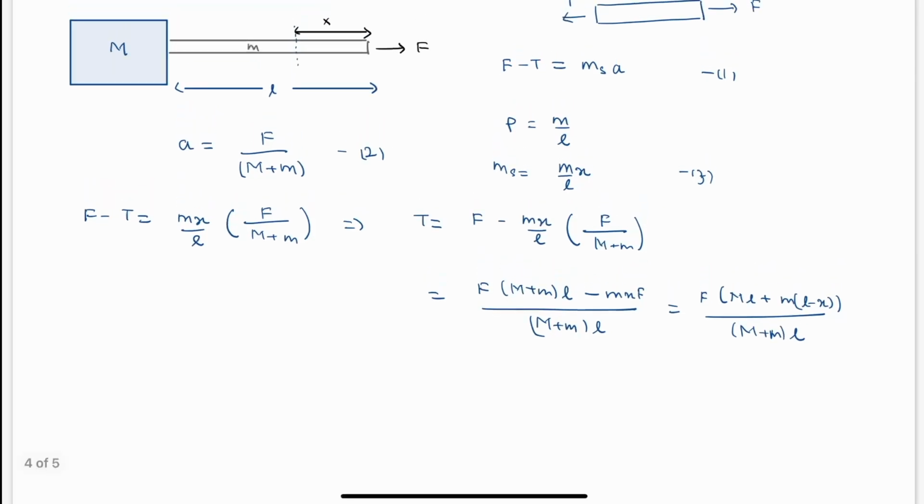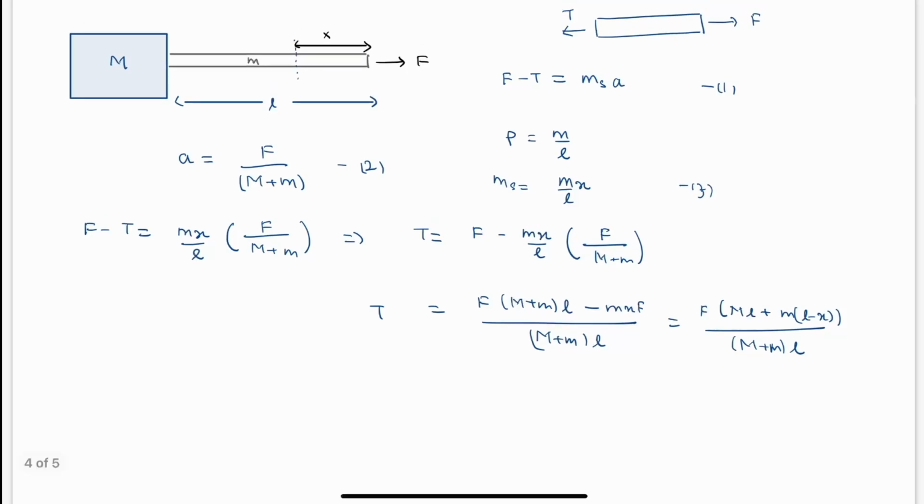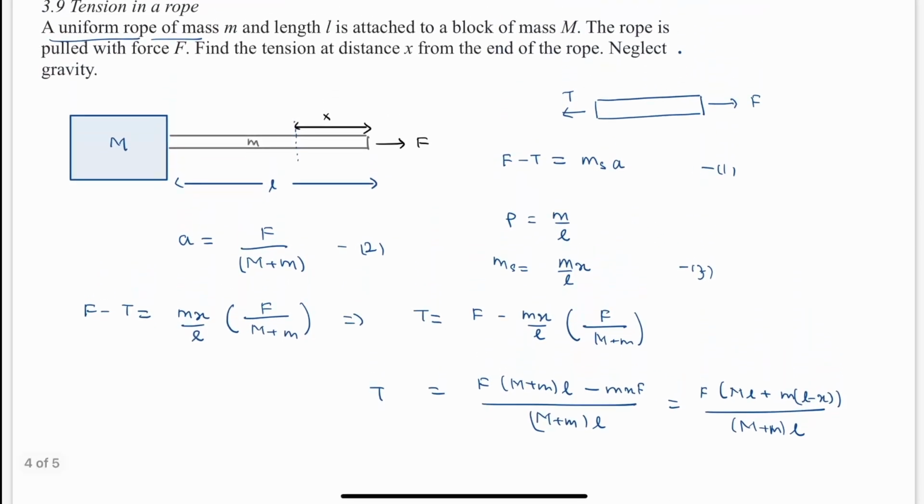Now, we essentially have the expression, and it makes dimensional sense: you have mass times length in the numerator, and mass times length in the denominator, and they just cancel out. But if you remember the statement here, it says neglect gravity. Now, why do we neglect gravity? What are the implications of neglecting gravity?